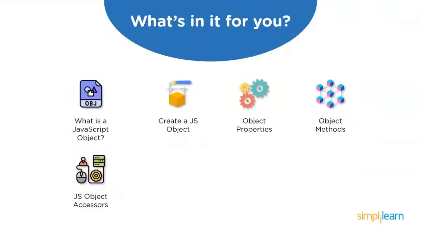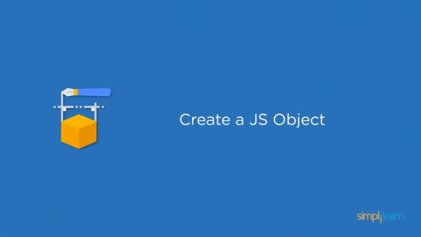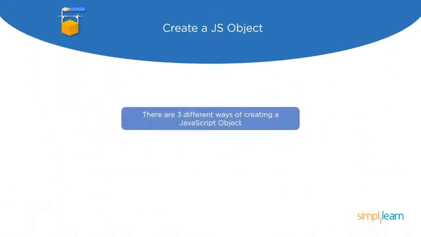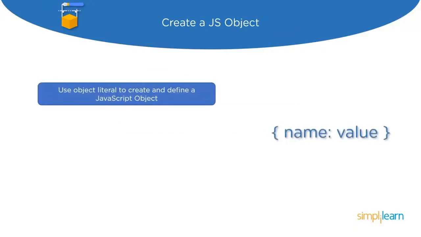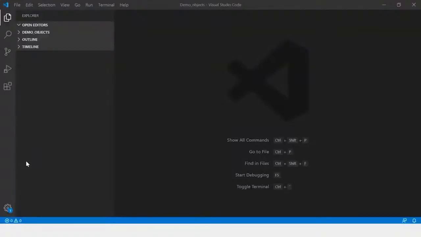Moving on to the next concept, to create a JavaScript object. Basically there are 3 different ways of creating a JavaScript object. Alright, so we'll look at them one by one. The first one is to use a literal to create and define a JavaScript object. So let's go to our VS Code editor. Now if you have any doubts regarding the initial setup, then I suggest you go through the previous video, that is JavaScript arrays, to get you started with it.